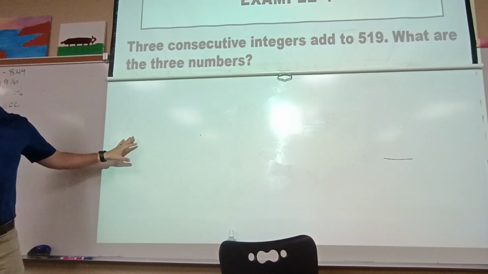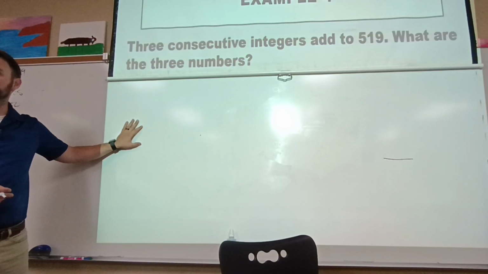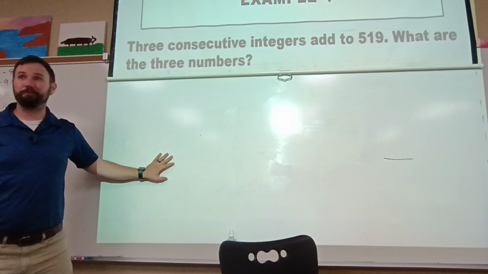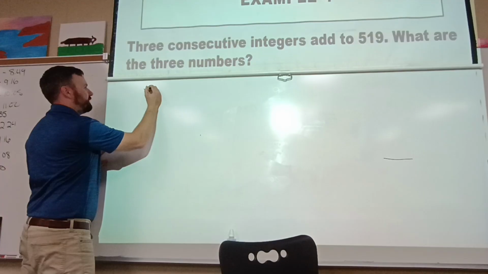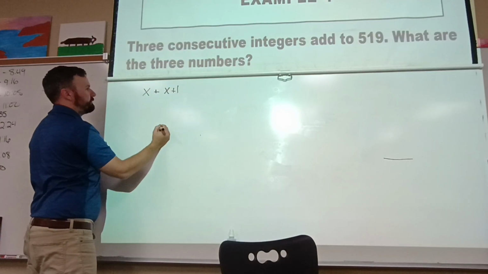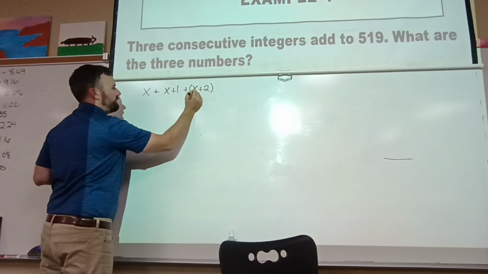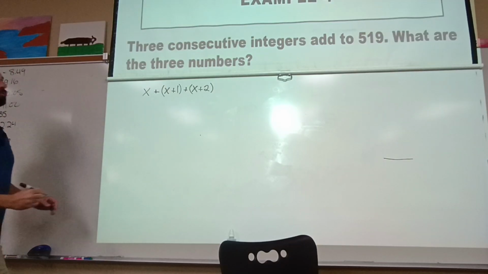What's the consecutive integer after 140? What's the next number? 141. What's the one after that? 142. How do you get the next number? What do you add to it? 1. So if I take a number plus the next number plus the next number, right? You don't have to put that in parentheses. I'm just showing you why it works. That equals 519.